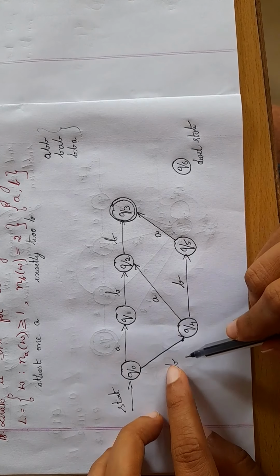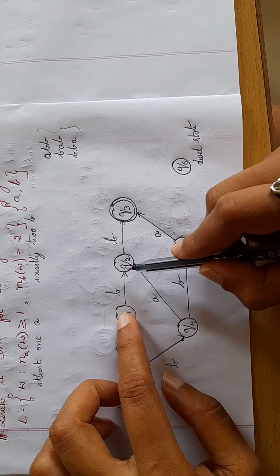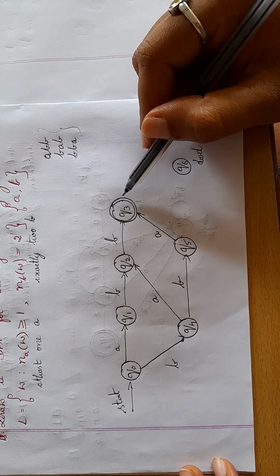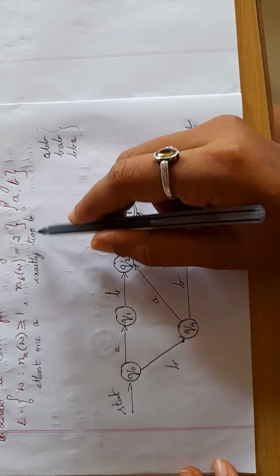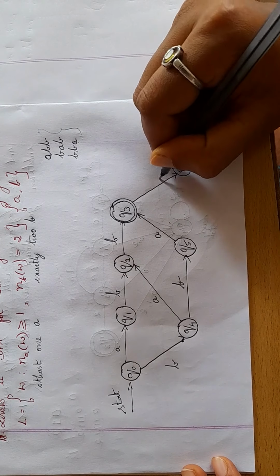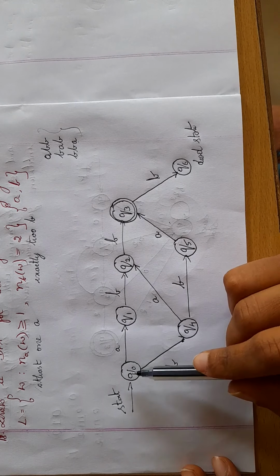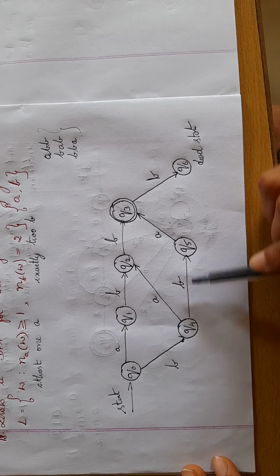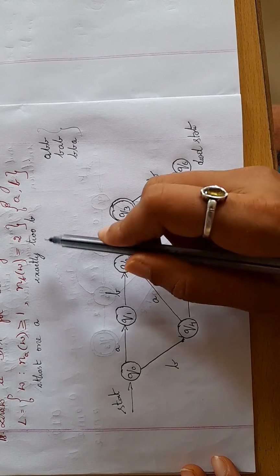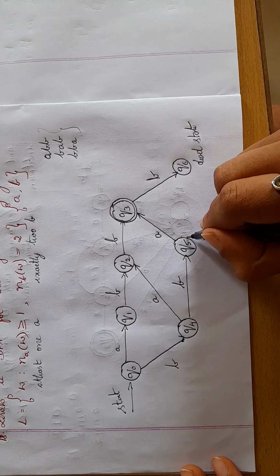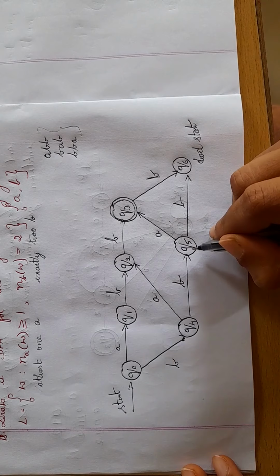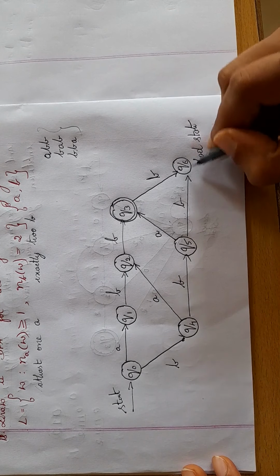So from Q0 AB is done. From Q1 B is done. From Q2 B is done. Next from Q3, I should read one B. So if I read B, what happens? It exceeds this. So from Q3 B, I will put it to dead state. From Q0 B is done. From Q4 B is done. From Q5, if I read one more B, it will violate this condition. So from Q5, my extra B, I will put it to dead state. So Q6 is the dead state.